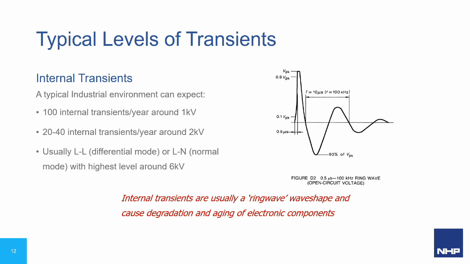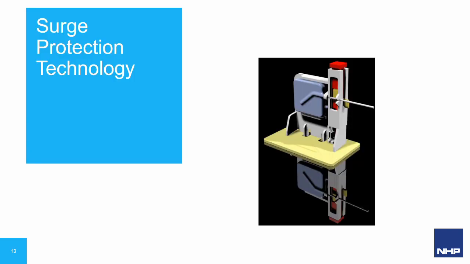Internal transients are smaller in energy, however, they are much more frequent than impulse type events. Now we understand where transients originate from and how they can enter a facility. Let's look at the different technologies used to protect electrical equipment from the damaging transient energy.